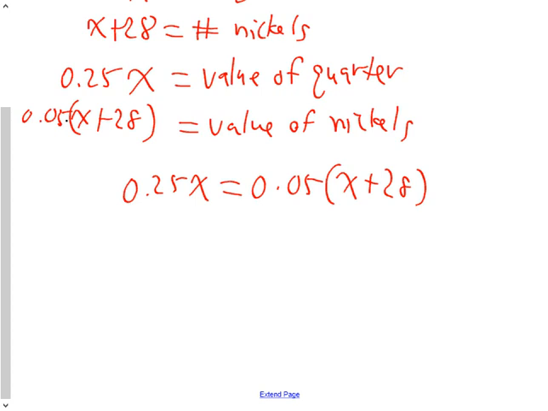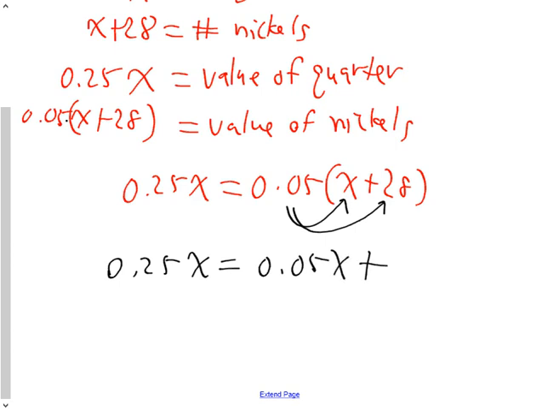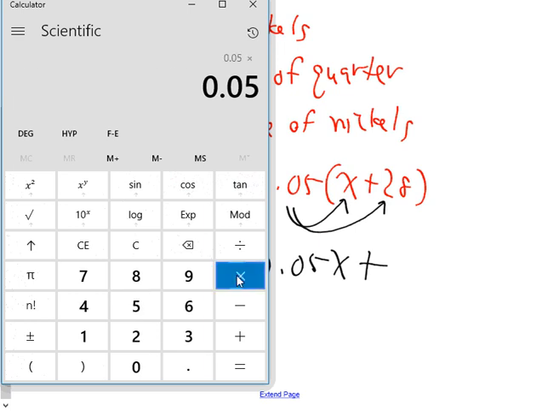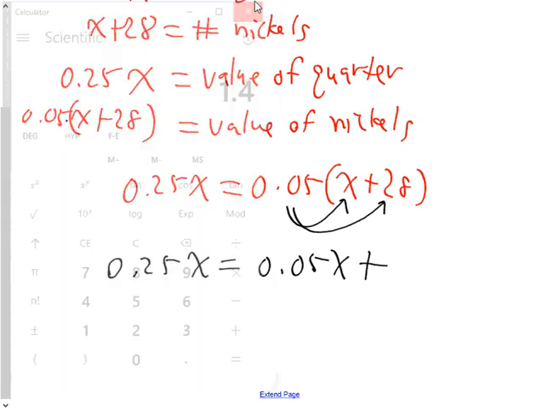And what do you think the first step is once I set up my equation? What do I have to do first, Dane? I have to expand this over here using distributive property and get myself an actual normal binomial out of it. So this side doesn't change. It's still going to be the value of the quarters is equal to 0.05x plus 1.4, but I'll just show you. So 0.05 multiplied by the 28 equals 1.4.